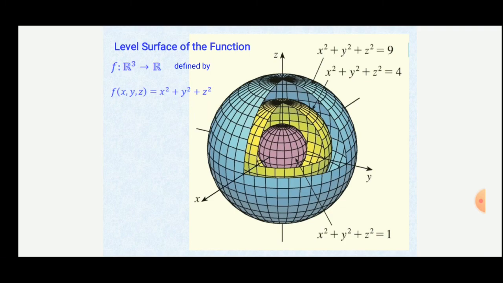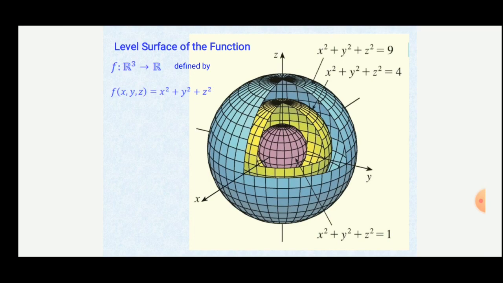So these three are level surfaces of the 3-variable function f equal to x square plus y square plus z square. The graph of this function will be in 4-dimensional space, so I cannot draw the graph in 4-dimensional space. So I have to study the level surfaces of this 4-dimensional graph in R3. So the level surfaces are spheres in 3-dimensional space. The level surfaces are this family of spheres centered at the origin and of radius k.